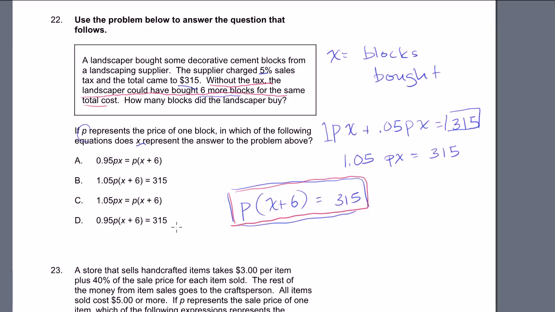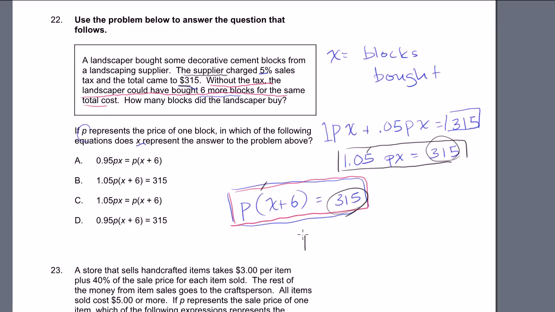And let's see if we see this anywhere. P times x plus 6 is equal to 315. I don't see that anywhere here. But we can do something interesting. We can use all of the information from the problem. Remember, the first one said the supplier charged 5% sales tax and the total came to 315. That gave us this equation right here. The second one said without the tax for $315, he could have bought 6 more blocks. So we get this one right here. Notice both of these equations equal 315. So we could set this equal to that.